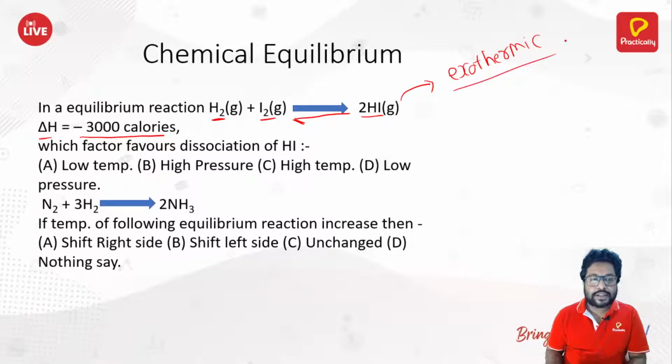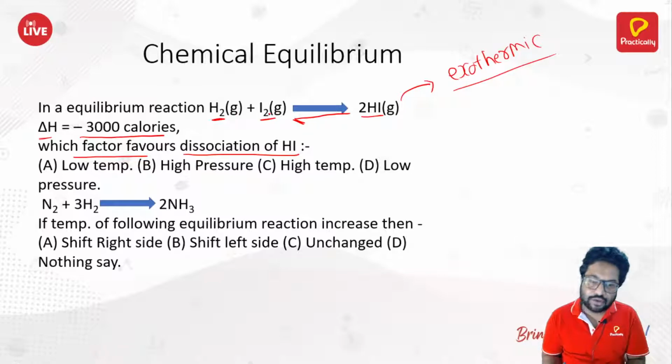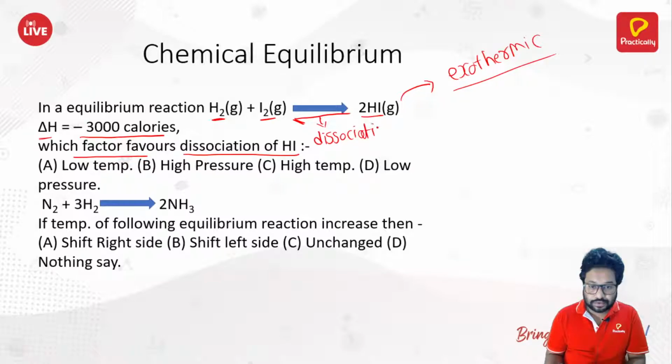Okay. So what they're asking, which factor favors dissociation of HI? That means they are talking about the reverse direction here. You're getting my point. The forward reaction is not a dissociation. In the forward reaction, H2 plus I2 is reacting to give you HI. And the reverse direction is dissociation of HI to give you H2 plus I2.